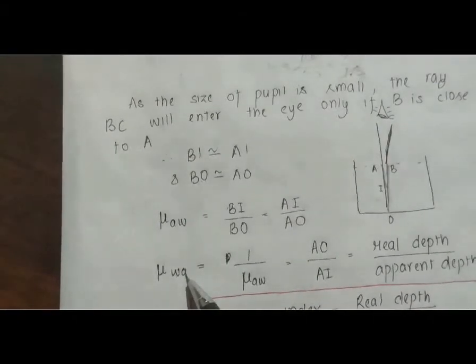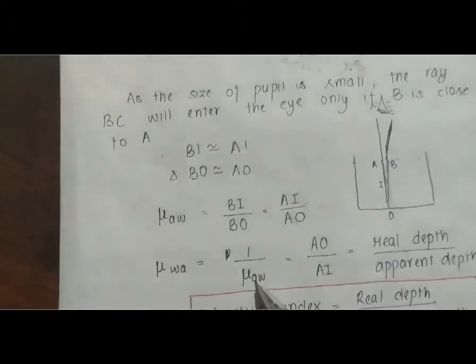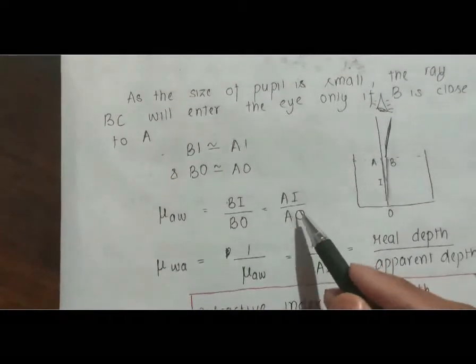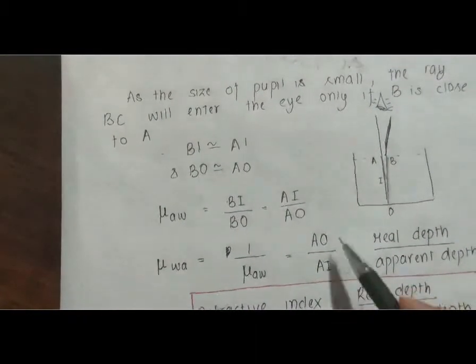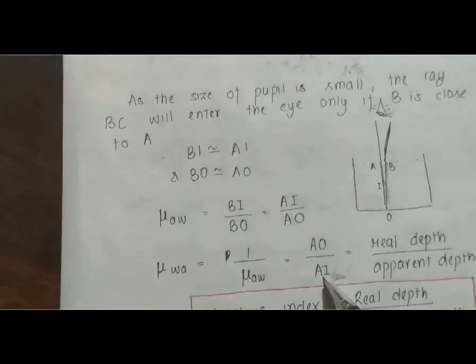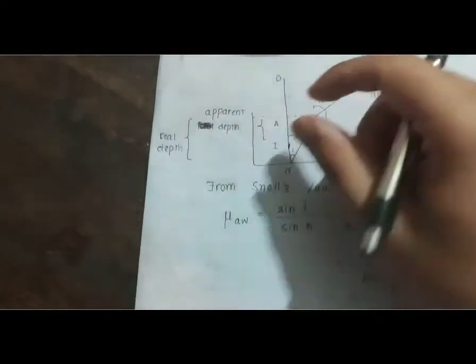Using your principle of reversibility of light, I can write 1 divided by mu of AW. Clear? Now mu of AW means AI by AO. If it is AI by AO, I can send this AO to the numerator. So this can be written as AO by AI. Now what is your AO? AO is your real depth. What is your AI? AI is your apparent depth.